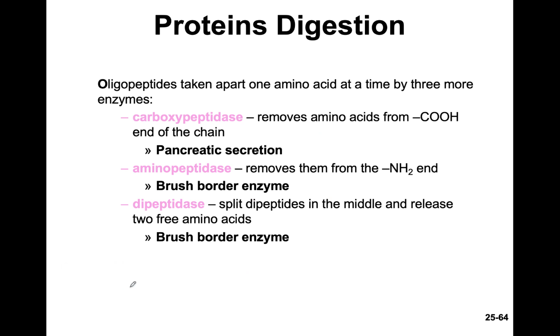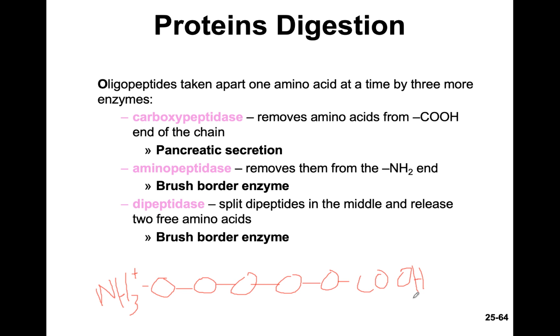Now, I'm going to draw this again because this is really important. So NH3 with a plus is the amino group of it. You have amino acid, amino acid, amino acid, amino acid, and amino acid, and that's connected to a carboxyl group. So all the amino acids are connected by peptide bonds, and on one end of an amino acid chain is going to be an amino group, on the other end is going to be a carboxyl group.